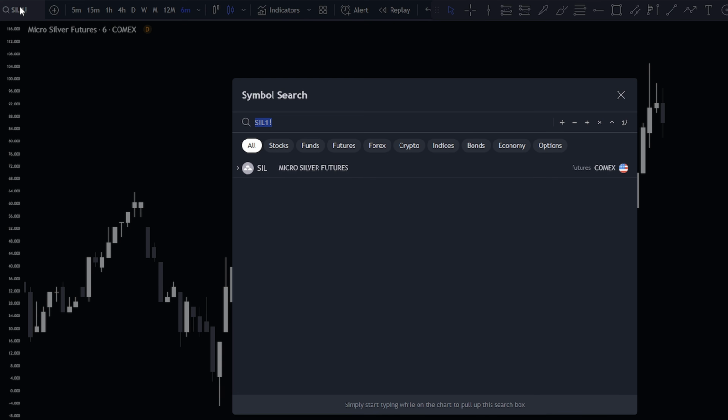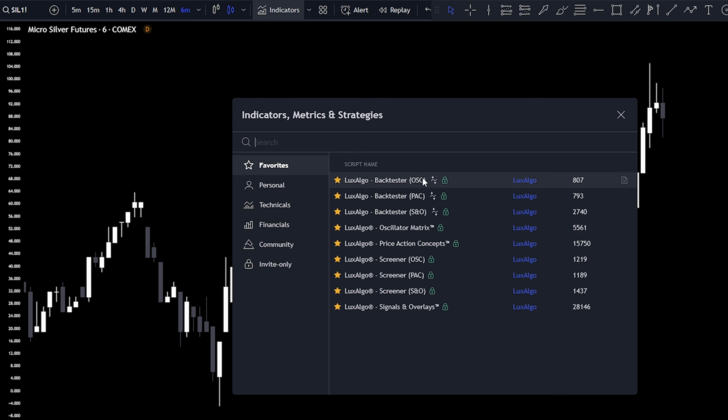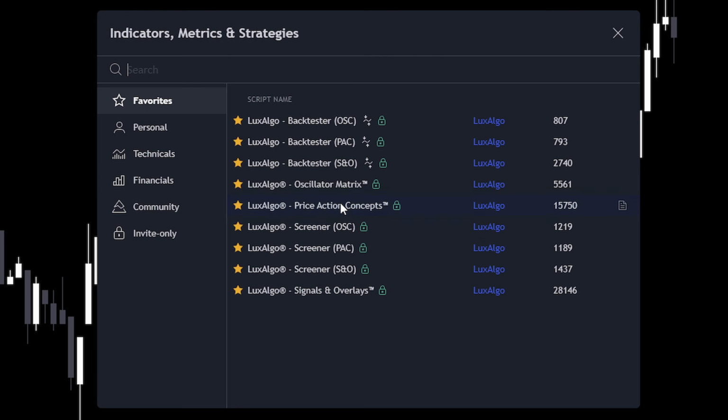First, we want to open TradingView and select an asset and time frame that suits your trading style. To get started, open the Indicators tab, and first let's add LuxAlgo's Price Action Concepts indicator. This is a premium indicator.